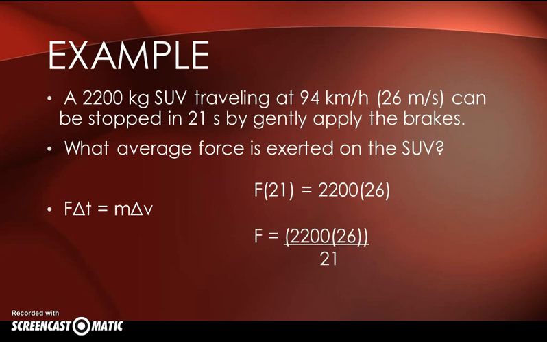So let's go ahead and move everything around. I like to keep everything nice and in parentheses. That way we make sure we're doing things right, and the calculator's not going to get it wrong. So F equals 2,200 multiplied by 26, and then divide by 21. And the answer you get should be about 2,723.81. And again, that is force, so it is in newtons.